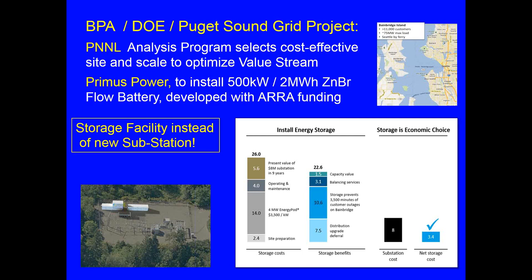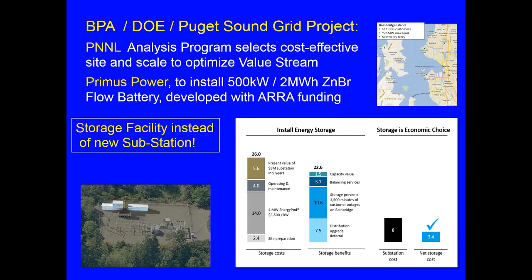And interesting enough, the light just went on. So presumably our outage has ended. And when you put together the storage costs and the storage benefits, you find it is less than the substation cost. P&L has a publicly available system, but they're also willing to help people doing these cost evaluations.